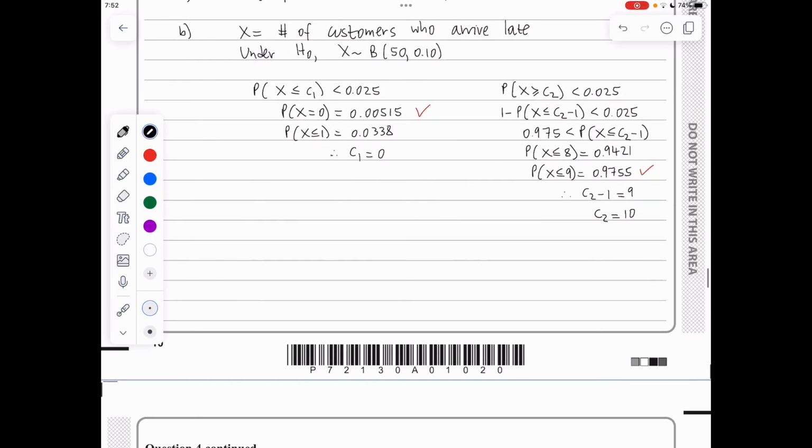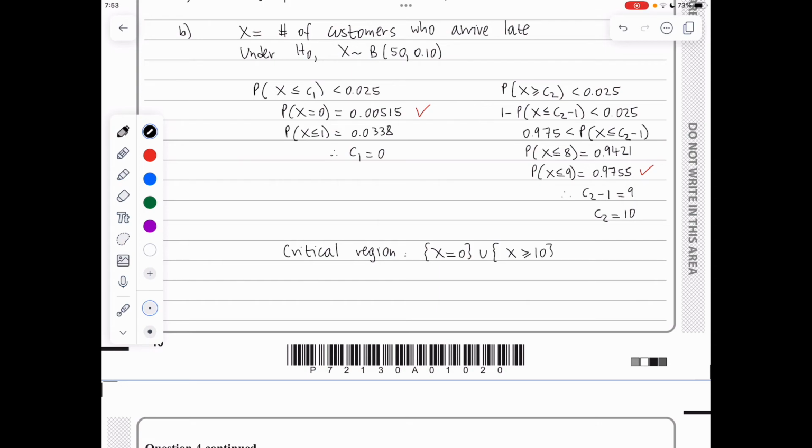This means that the critical region, we need to specify this in set notation, is all X which is 0, or, so union here, X greater than or equal to 10.